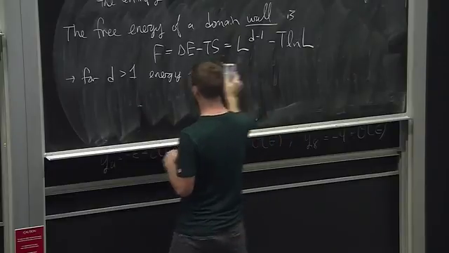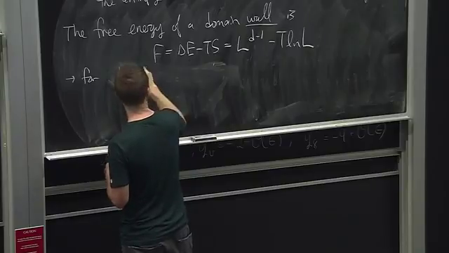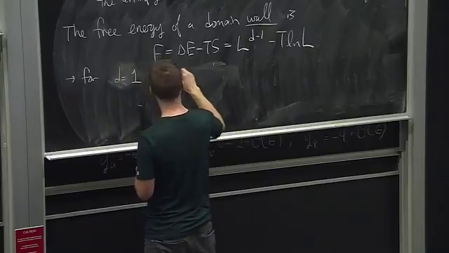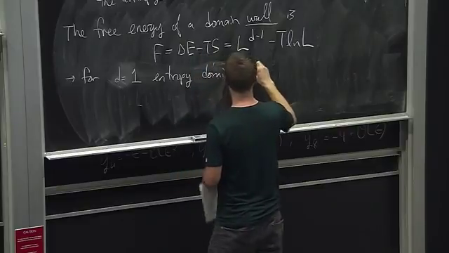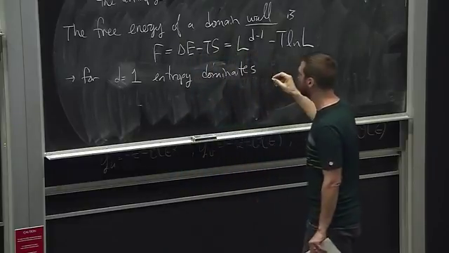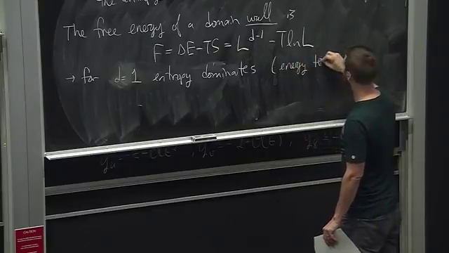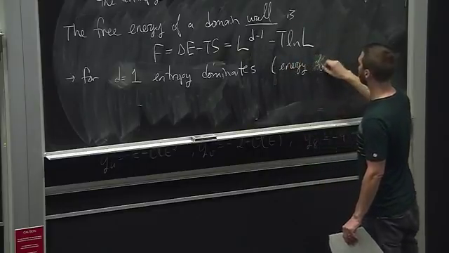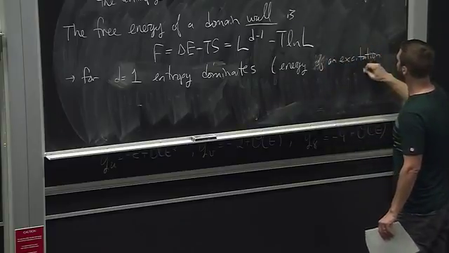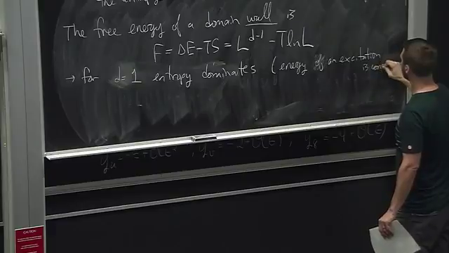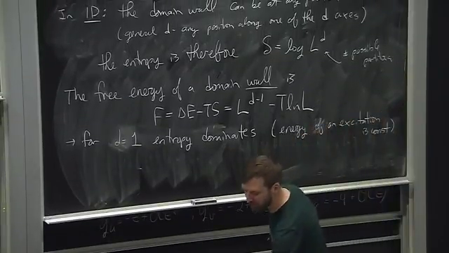So for d equals 1, entropy dominates. Let's just leave it at that because the energy term is constant for an excitation. For d greater than 1, then you have a balance.